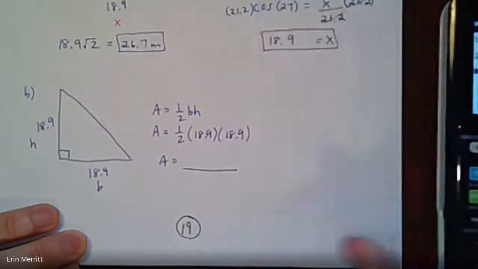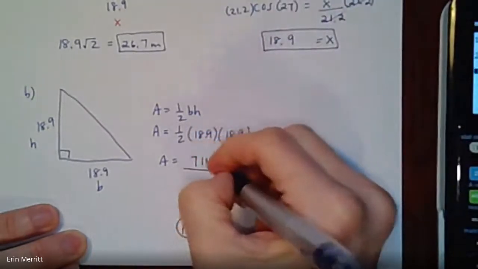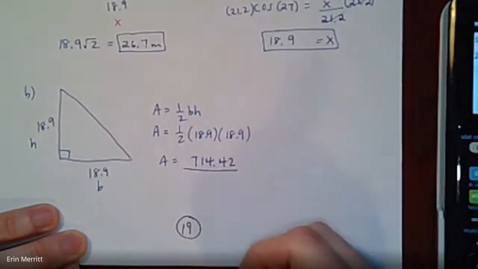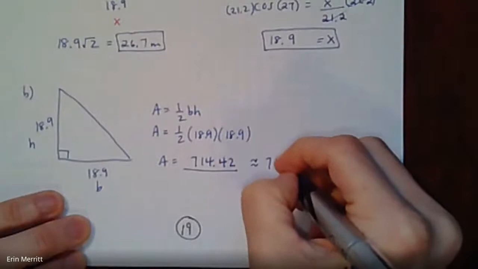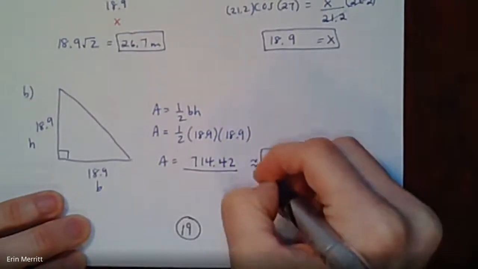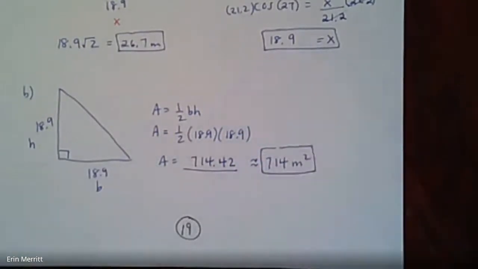We get 714.42, but it says to the nearest square meter. So that would be about 714 meters squared. That would be my area there.